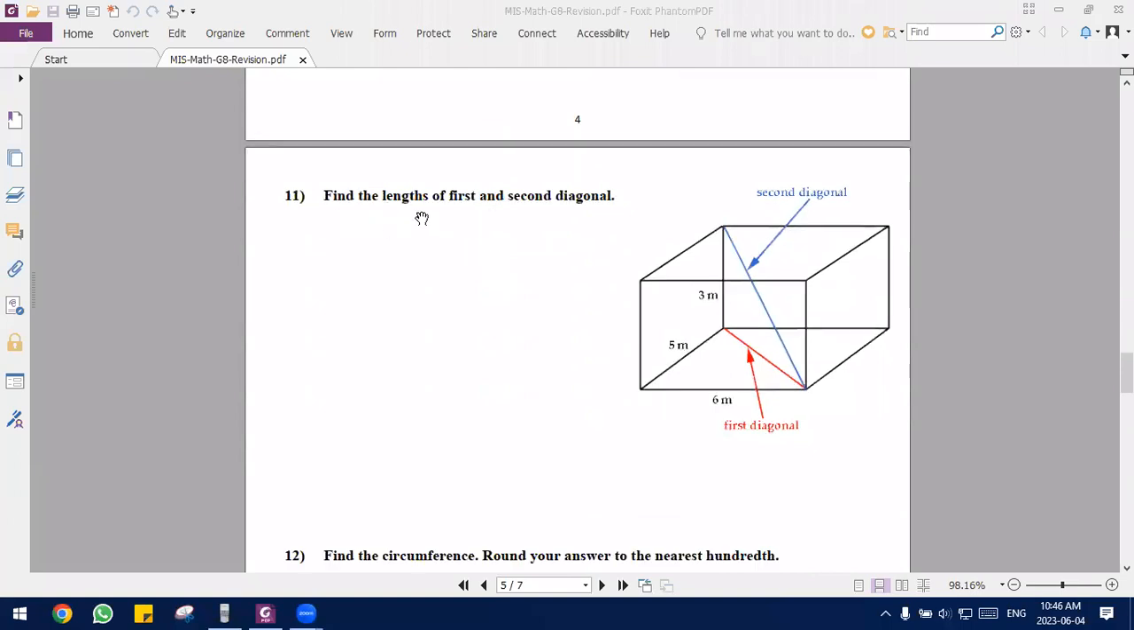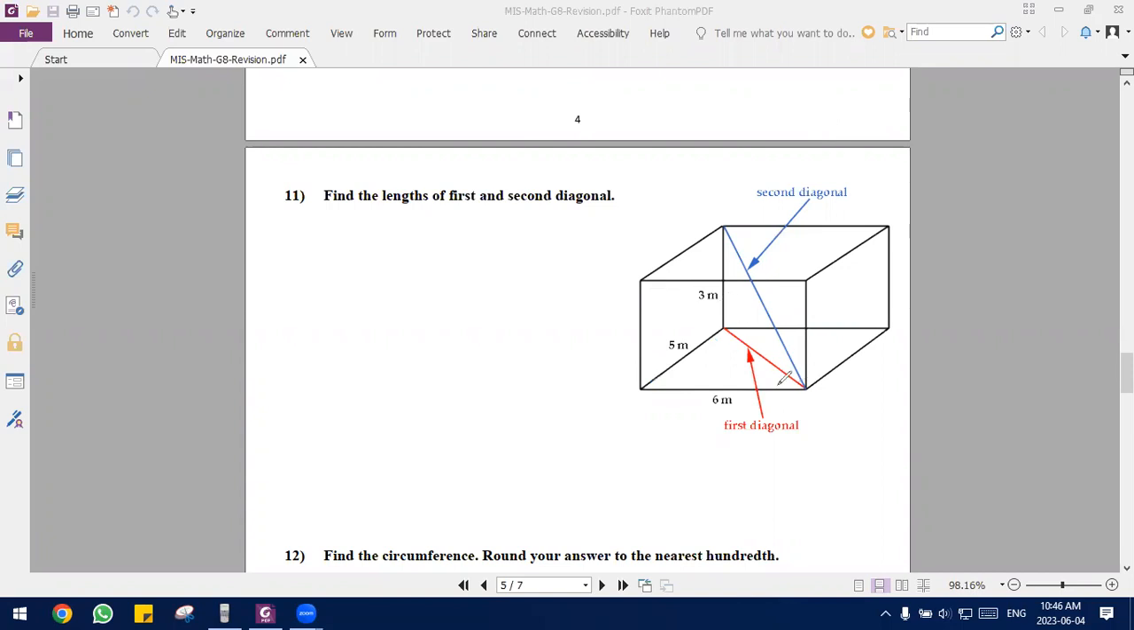Question 11. Find the length of the first and second diagonal. So a diagonal is the line that connects two opposite points or two opposite angles. Now, first of all, here I have a cuboid. You should know that the cuboid, you remember in the surface area lesson, we said that the cuboid has 6 faces. All of them are rectangles. So you should know that here everything is a right angle. This is a right angle here. This is a right angle here. Everything we have is a right angle here.